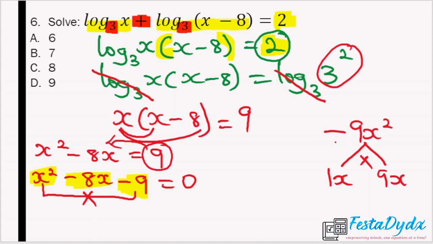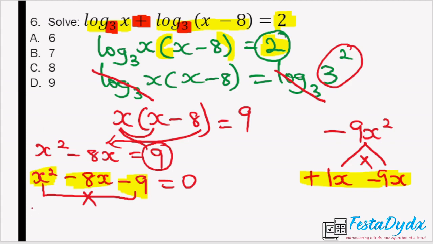Meaning one of the values is going to be a plus and the other a minus. So let this be the plus and let this be the minus. So plus 1x times minus 9x will give us minus 9x squared. Now when we add, plus 1x minus 9x will give us minus 8x. So we can use this value because it satisfies what is in the middle. We can use this to represent minus 8x.